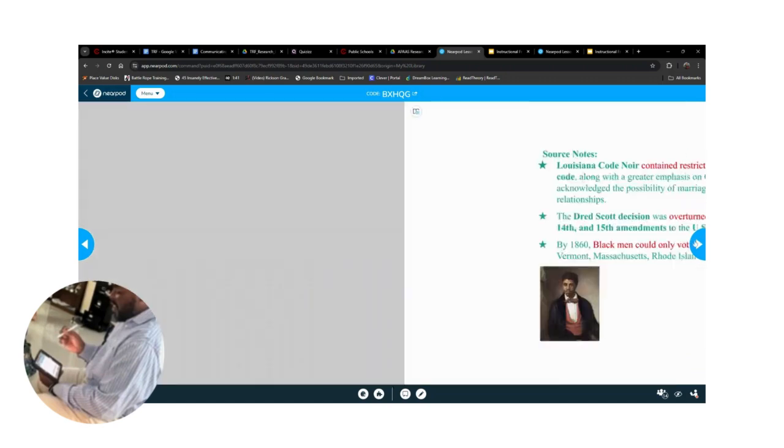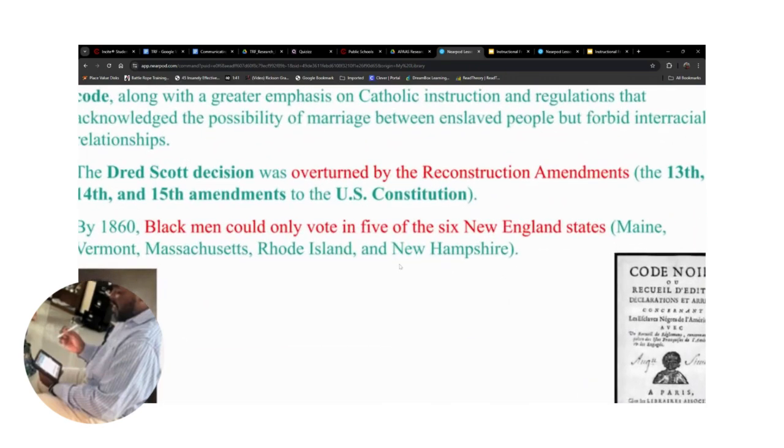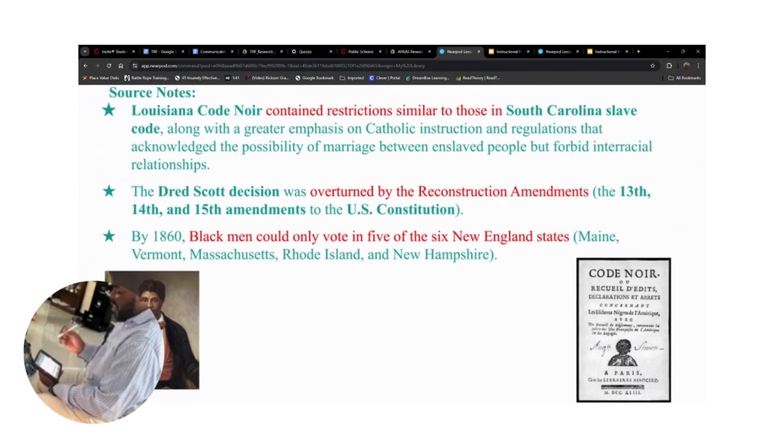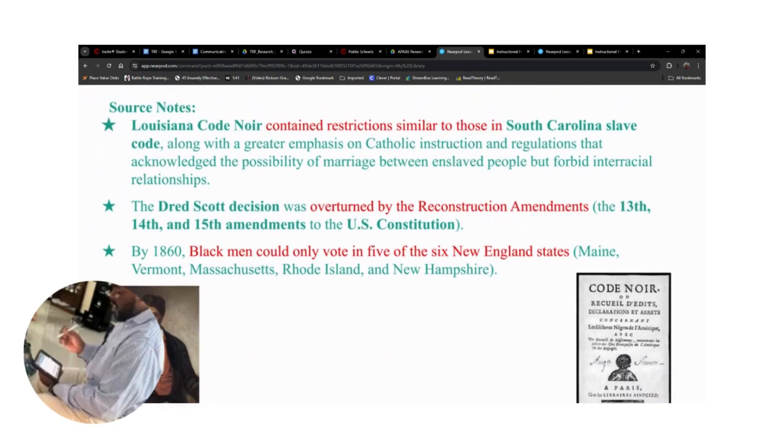Almost done with this part. All right, this is what you need to make note of for the Louisiana code specifically, because that's what y'all got to read. Everybody got me on that? Y'all with me so far? It contains restrictions very similar to those in South Carolina. Most of the southern states that own slaves have very similar slave codes. That makes sense, everybody? I gave y'all the whole Louisiana code because I want y'all to read the whole code.